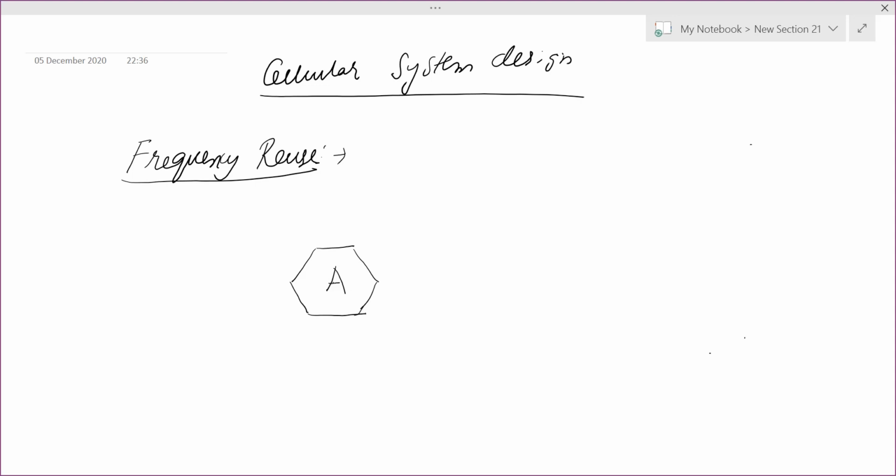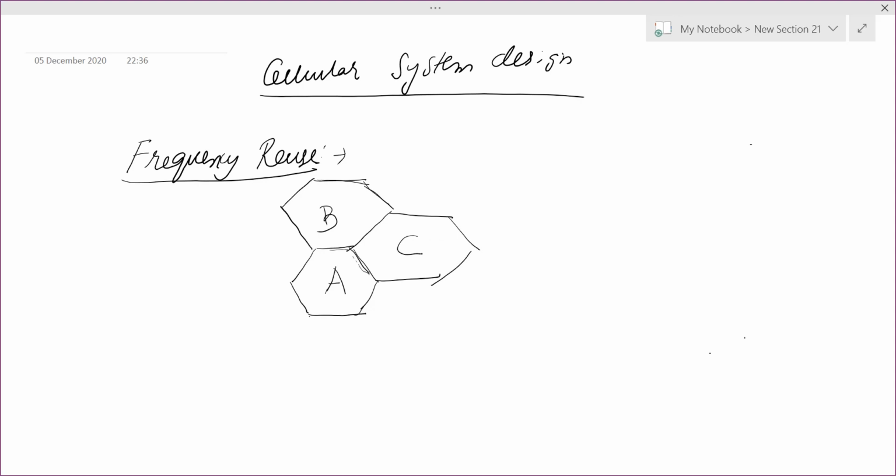Now suppose here is the base station A, and this hexagon is the coverage area for that base station, and then this is B. Okay, I'm bad at drawing here right now, and this is C.